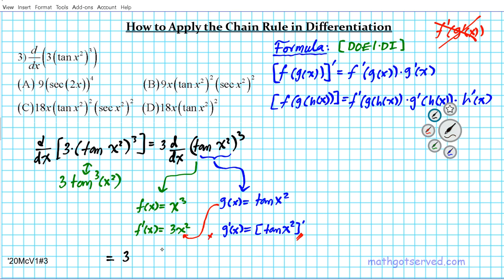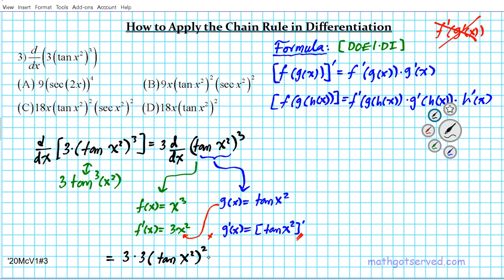So we have 3 times, we have another 3 here, so it's easy to mess that up. Don't forget there was a 3 that we brought down, and then we have this 3x squared. So instead of x squared, we're going to put in the inner function, which is the quantity tan x squared, and then that's raised to the second power.